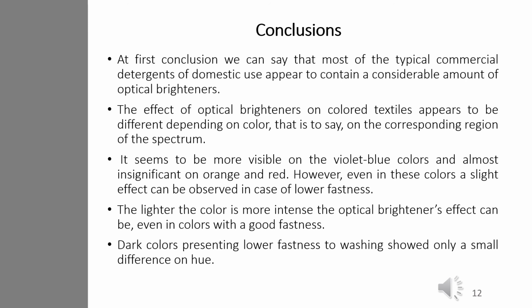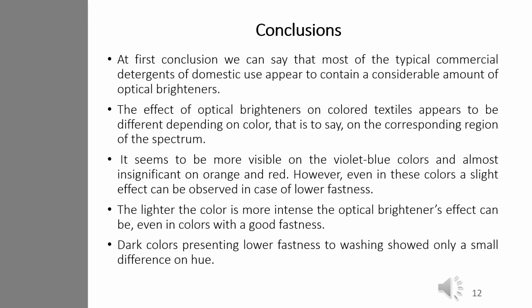The effect of optical brightness on the color textures appear to be different depending on the color, that is to say, on corresponding region of the spectrum. So, the effect of optical brightening agents is different on different color. This is due to the corresponding region of the spectrum. It seems to be more visible on the violet-blue colors and almost insignificant on orange and red. However, even in these colors, a slight effect can be observed in the case of lower fastness.